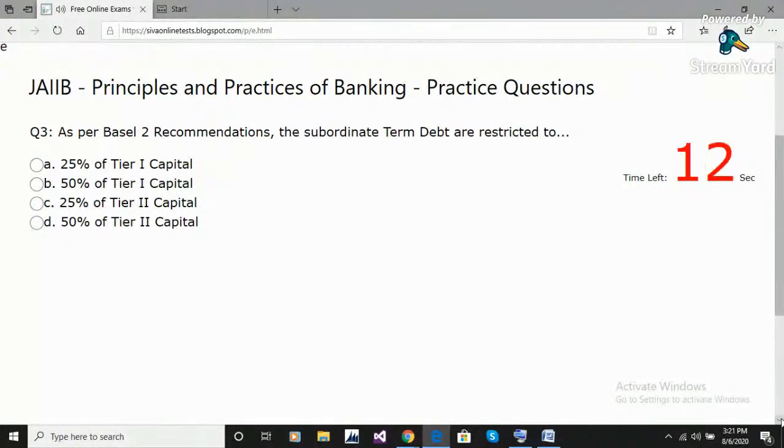Question 3. As per Basel II recommendations, the subordinate term debt are restricted to. Option A. 25% of Tier I capital. Option B. 50% of Tier I capital. Option C. 25% of Tier II capital. Option D. 50% of Tier II capital. Answer B. 50% of Tier I capital.